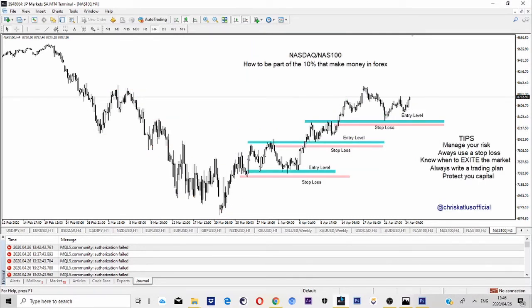How to be part of the 10% that make money in Forex. Manage your risk. Always use a stop loss. Know when to exit the market. Always write down a trading plan.